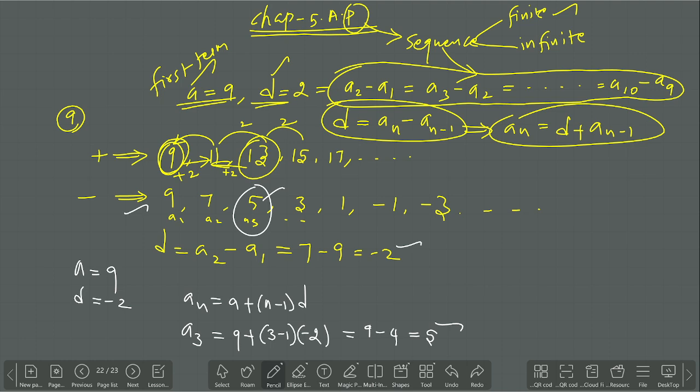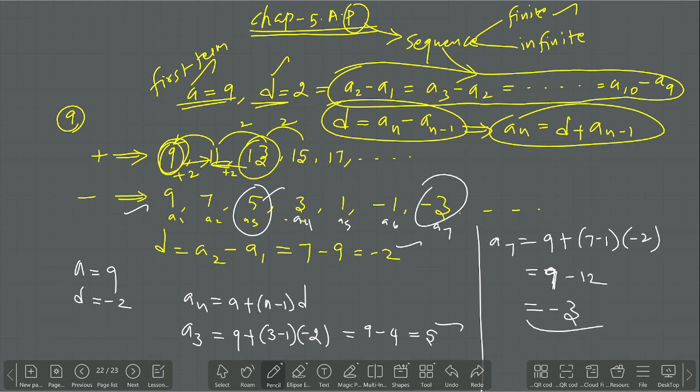See, I got 5. If you want to find A4, A5, A6, A7, you find A7 and you will get minus 3. Check once again: 9 plus 7 minus 1 into D value minus 2. 7 minus 1 is 6, 6 into minus 2 is minus 12, 9 minus 12 is minus 3. See, I am getting minus 3.